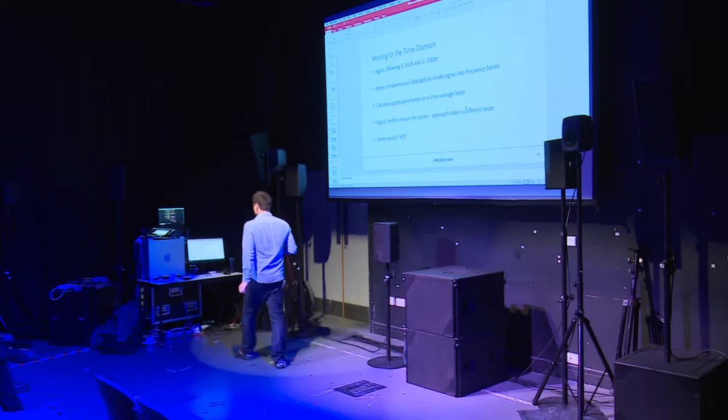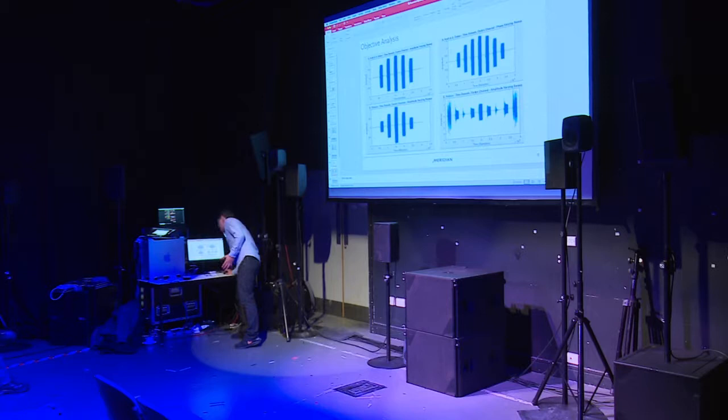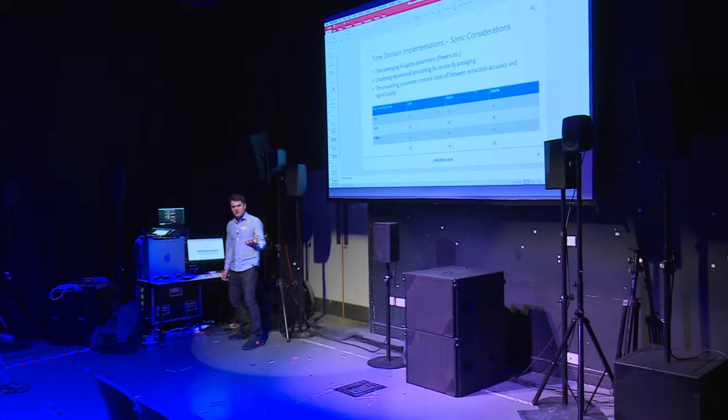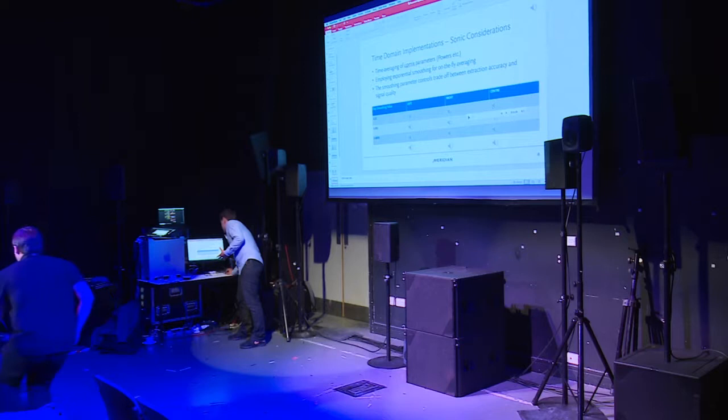Now, do you get the same results? Absolutely not. They sound really quite different, okay? If we cast our mind back to what we heard with Kraft and Zölzer's upmix in the frequency domain, I've got them here down at the bottom for reference. But if we just go ahead and listen to the center.